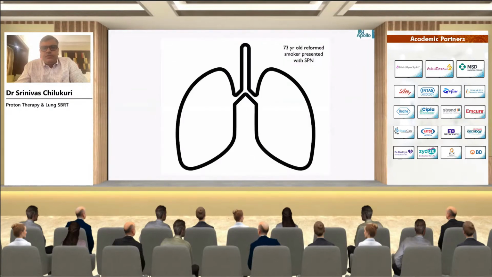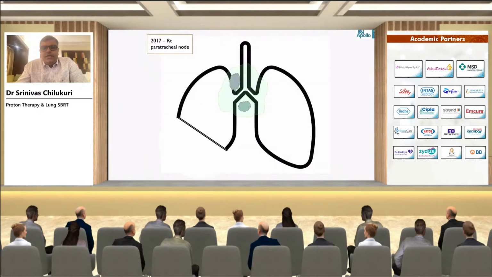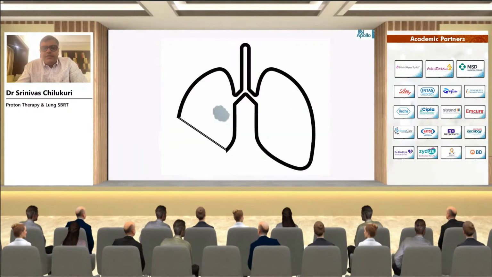This is a 73-year-old reformed smoker with a solitary pulmonary nodule, right lower lobe lesion, who underwent lobectomy, poorly differentiated adenocarcinoma, then had a mediastinal, subcarinal recurrence, received chemo-RT for the same, and then had another right paratracheal nodal recurrence for which surgery was done. EGFR, ALK, ROS, PD-L1 were all negative.